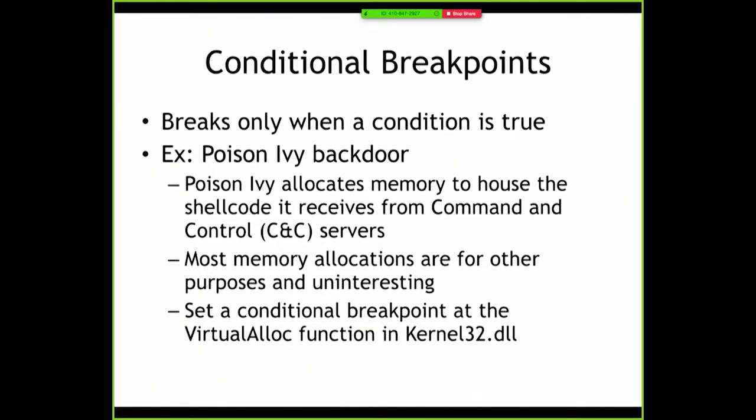Conditional breakpoints will break only if a condition is true. So you can set a conditional breakpoint at a function that will notice when it is trying to allocate more memory, which is what I was saying before. This is a common trick to get around those protections: allocate another region of memory, give it the permissions you want, like write and execute, and then put your malware there. So you might want to catch when that function is being used.